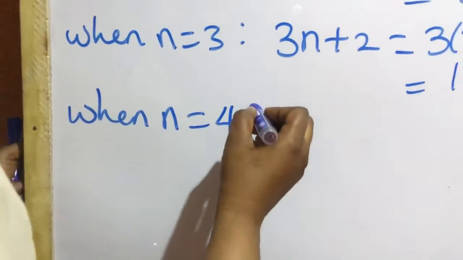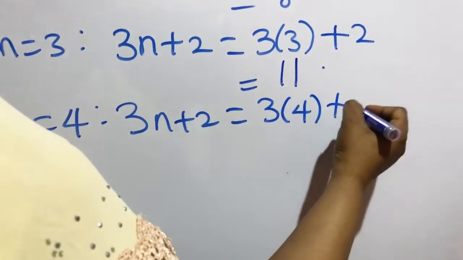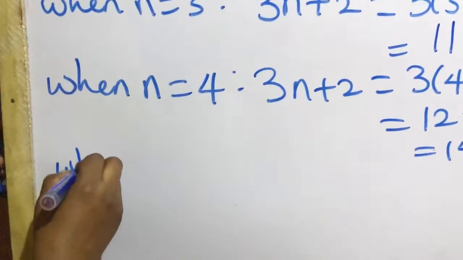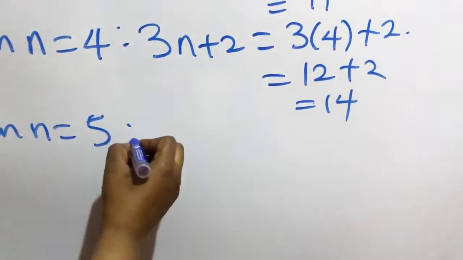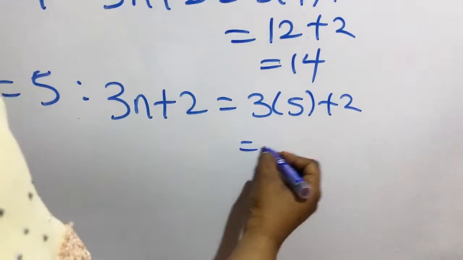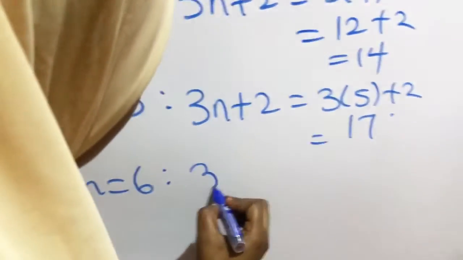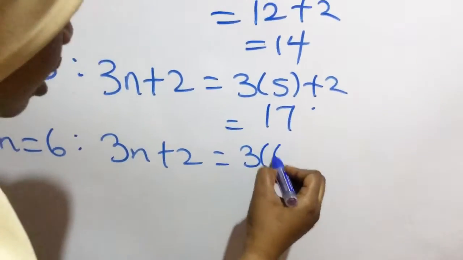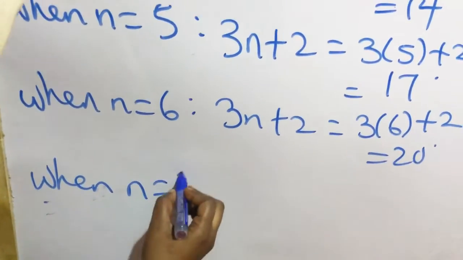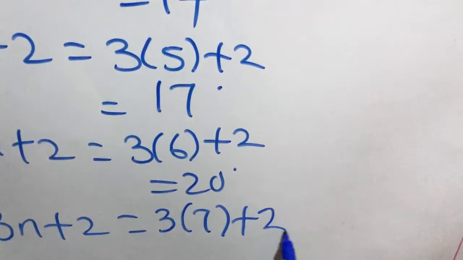When n is equal to 4, 3n plus 2 will be equal to 3 multiplied by 4 plus 2, equal to 12 plus 2, and that is 14. When n is equal to 5, 3n plus 2 will be equal to 3 multiplied by 5 plus 2, which is 17. When n is equal to 6, 3n plus 2 will be equal to 3 multiplied by 6 plus 2, and that is 20. When n is equal to 7, 3n plus 2 will be equal to 3 multiplied by 7 plus 2, and that is 23.